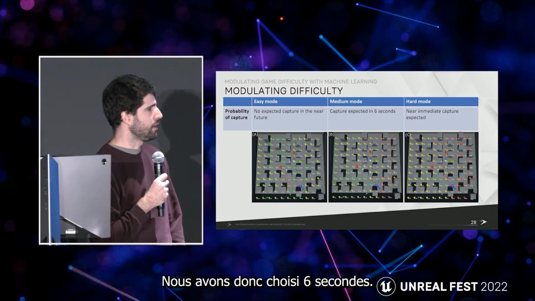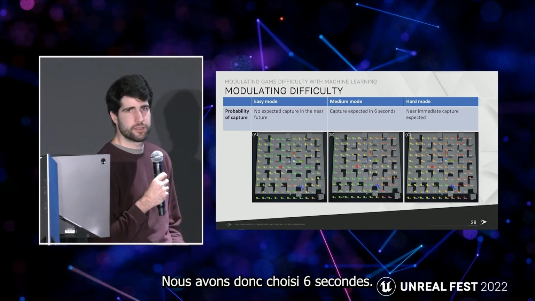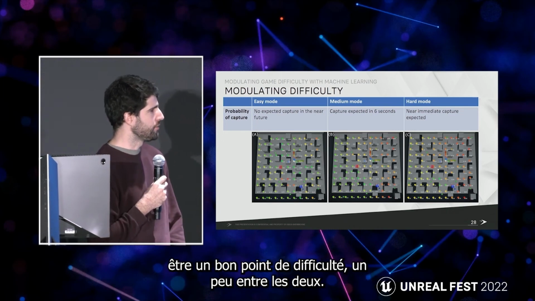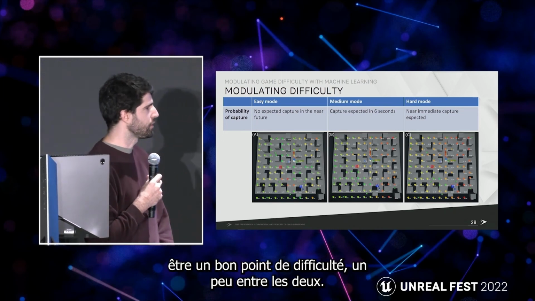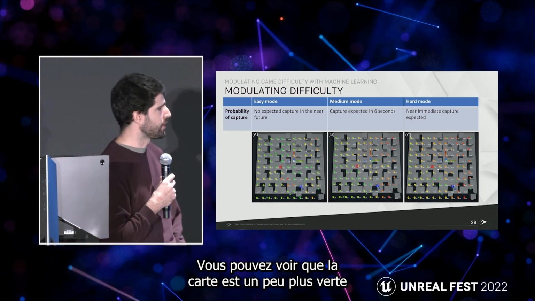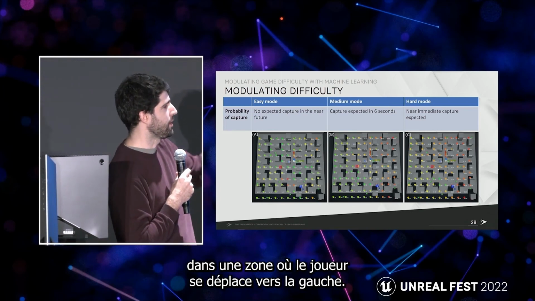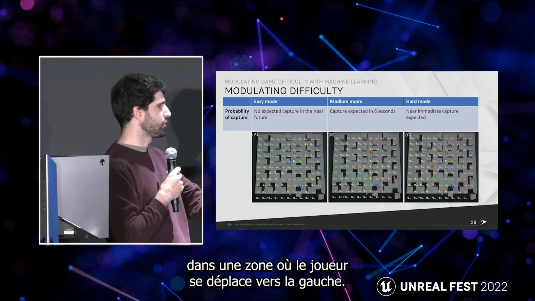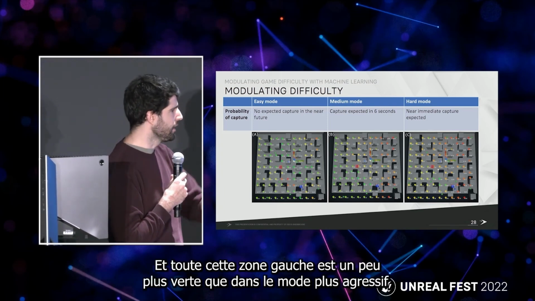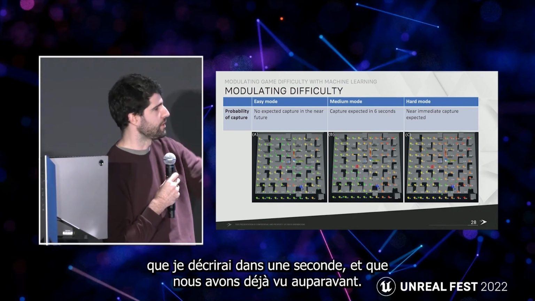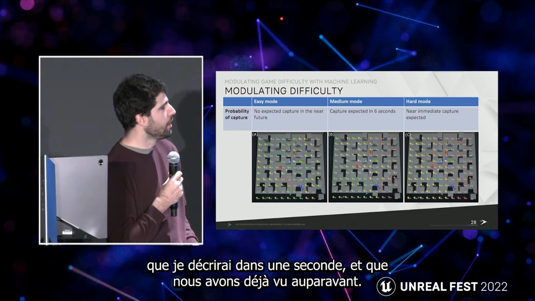So here we selected 6 seconds. We tried different values, but 6 seconds seemed to be a good spot of difficulty that was a bit in between. And you can see that the map is a bit more green in the area the player is moving towards, on the left. All that left area is a bit more green than in the more aggressive mode, which I'll describe in a second, which we already saw before.